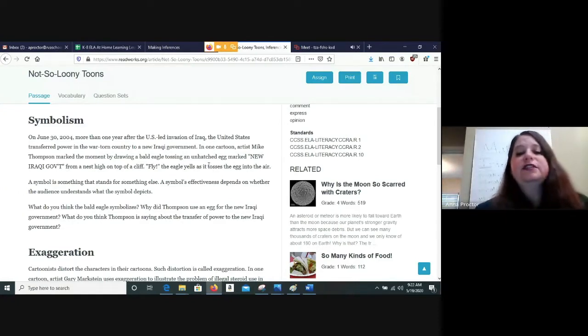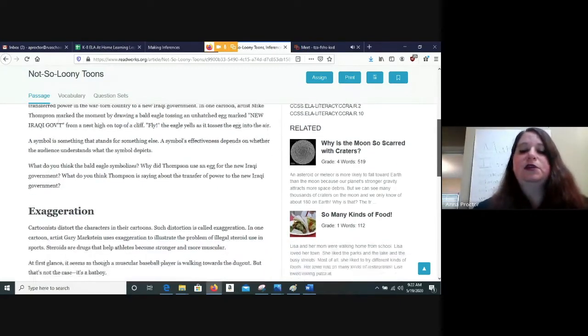"Fly," the eagle yells as it tosses the egg into the air. An egg cannot fly. It would break once it hit the ground. So we need to think about what that might mean.